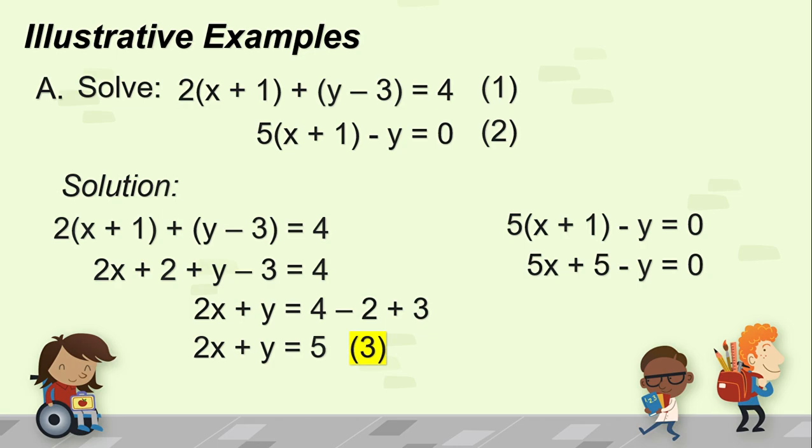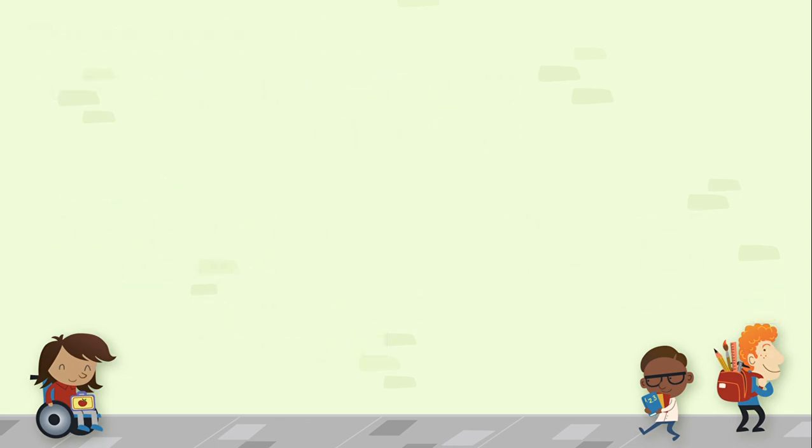And then from here, we're going to transpose positive 5 to the right side, and it will become 5x minus y is equal to negative 5. And this will serve as our fourth equation. Now, let's add our third and fourth equation. So our third equation is 2x plus y is equal to 5, and our fourth equation is 5x minus y is equal to negative 5.